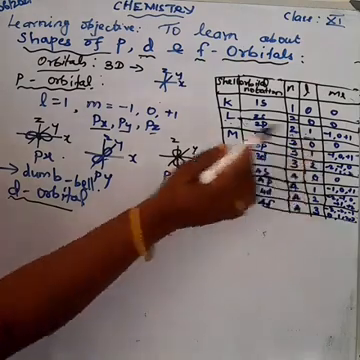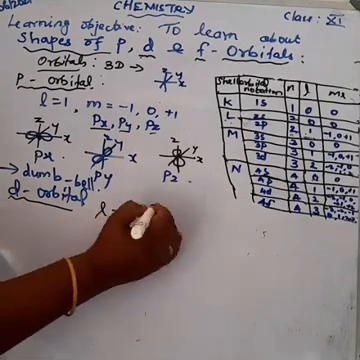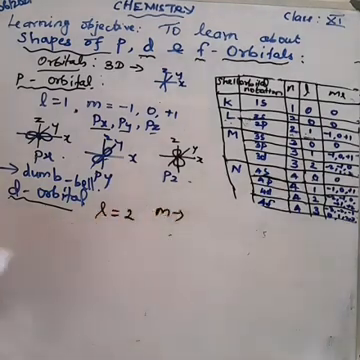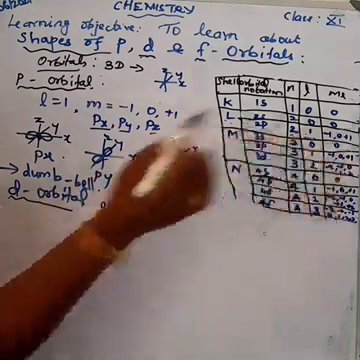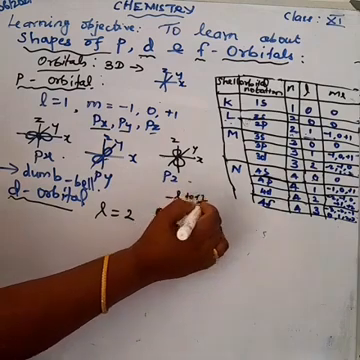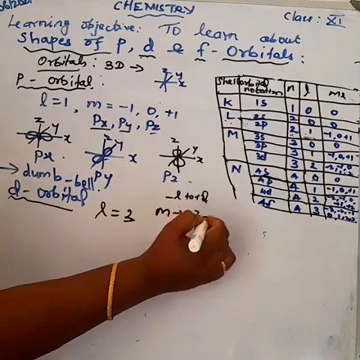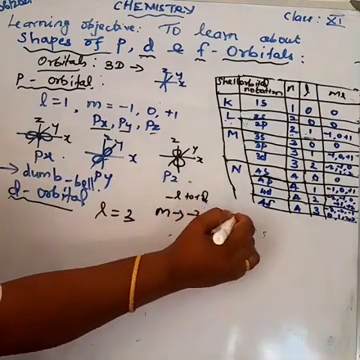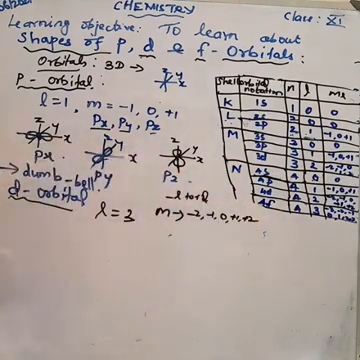What about the m value? Here, how many orientations are there? There are 5 orientations. You can write minus l to plus l through 0. So l value is 2 here, so we can write minus 2, minus 1, 0, plus 1, plus 2. There are 5 values here. These 5 values indicate 5 orientations.